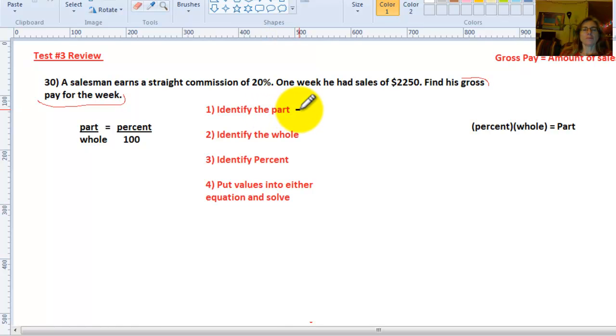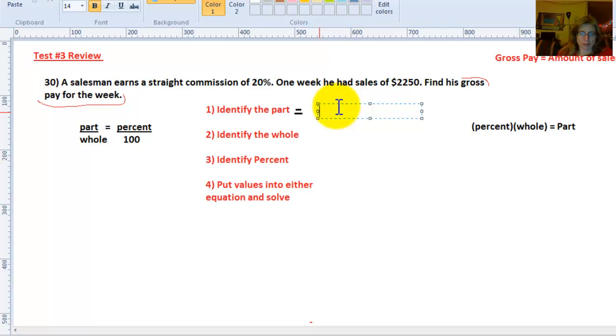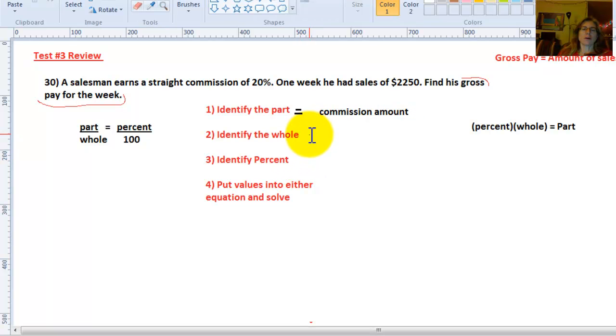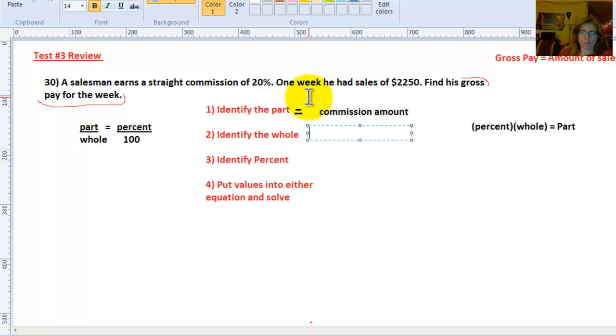Identifying the part in this problem, the part for commission problems is a portion of the sales, and a portion of the sales is the commission amount. Not the rate, not this percentage, but the amount of the actual commission that is given to him based on his sales. Well, his sales are the whole, and this is true of all of these commission problems. The commission amount is the part, the total amount of sales is the whole, and the percent would be the percent of commission.